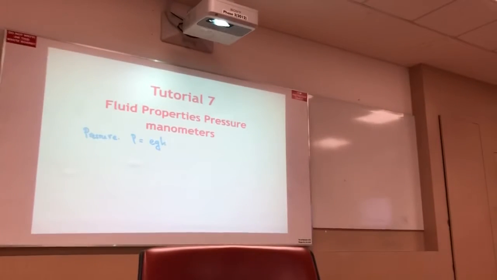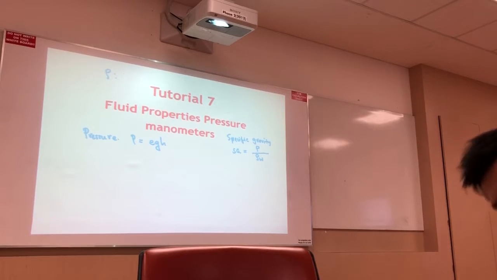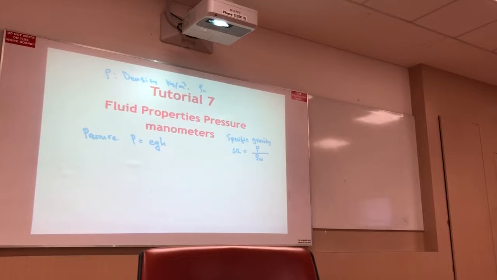Another equation is specific gravity. Specific gravity is Sg, which is defined by rho, the density of the liquid, to the density of water. Rho indicates density, unit is kilogram per meter cube, and rho W indicates density of water. Okay? Remember this.